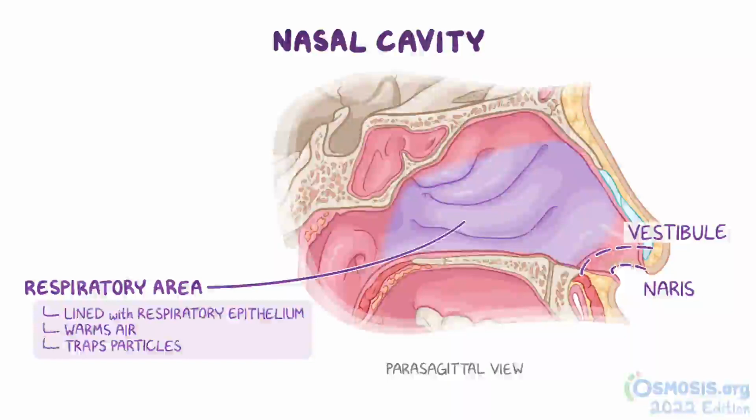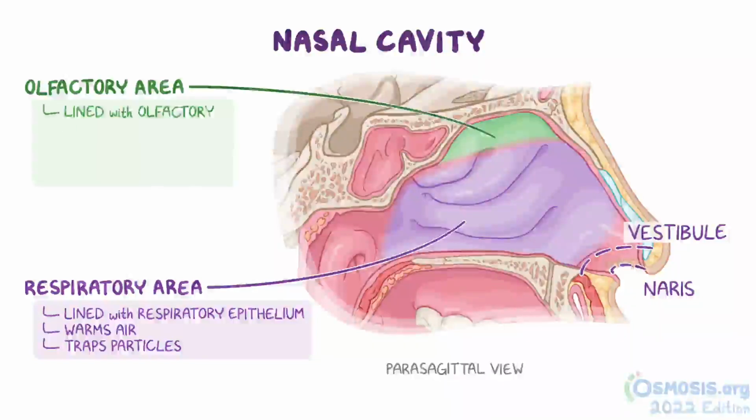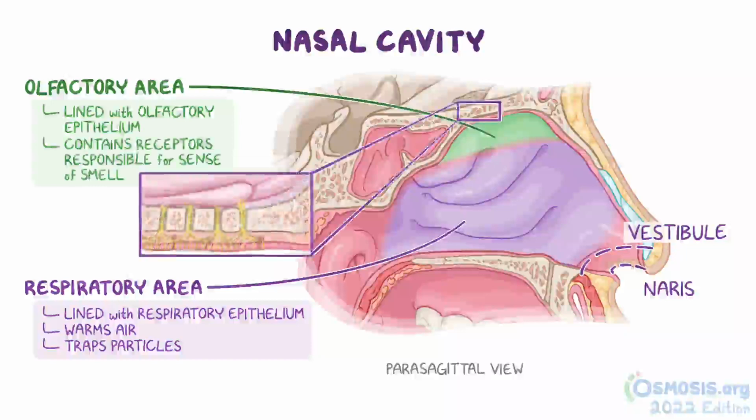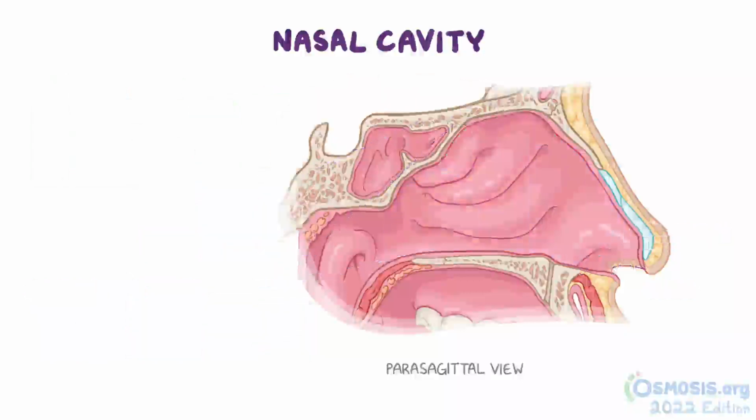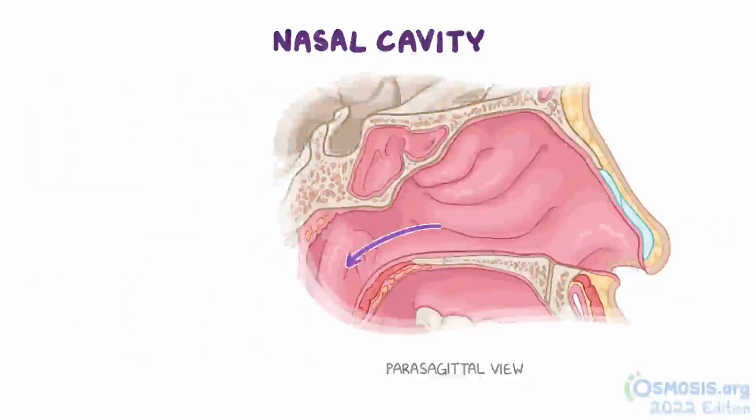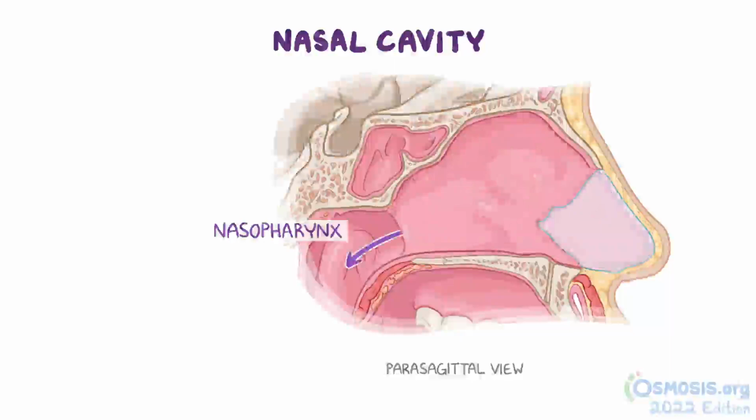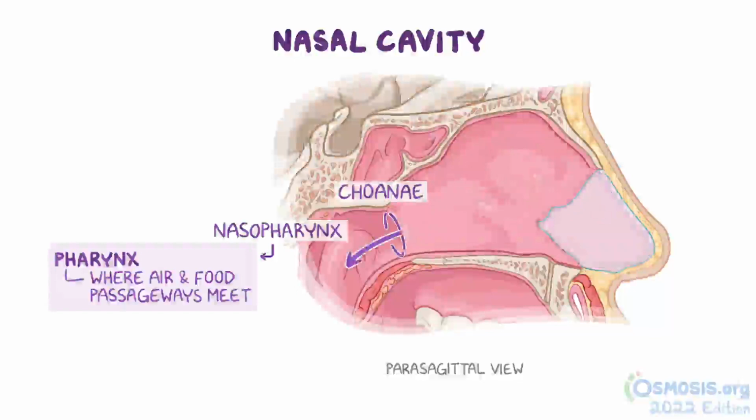The superior third of the nasal mucosa is known as the olfactory area, which is lined with olfactory epithelium and contains the olfactory receptors responsible for the sense of smell. Going even deeper, the nasal cavity opens to the nasopharynx through posterior nasal apertures called choanae. The pharynx is where our air and food passageways meet, and the nasopharynx is a part of the pharynx located posterior-inferior to our nasal cavity.